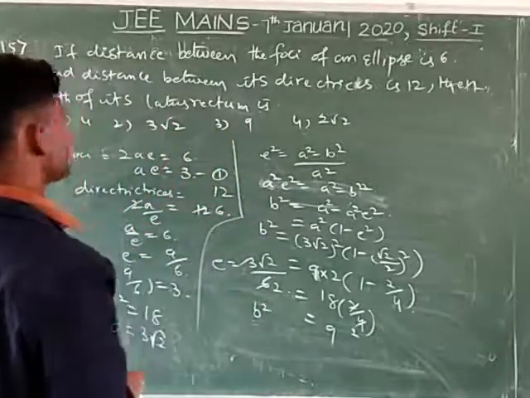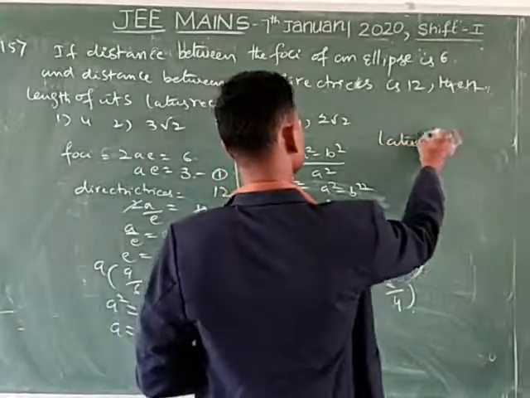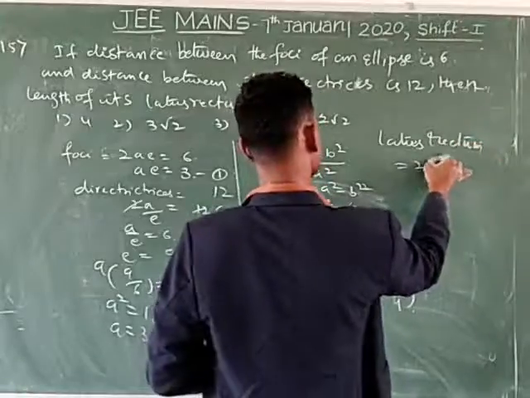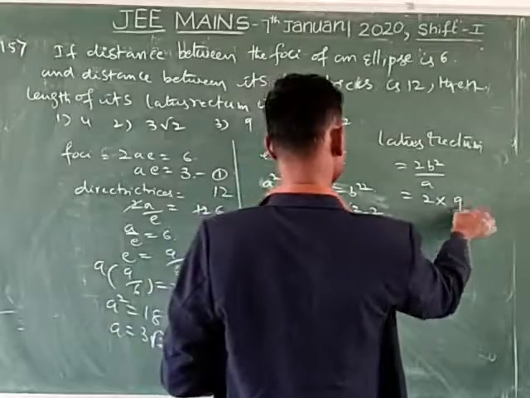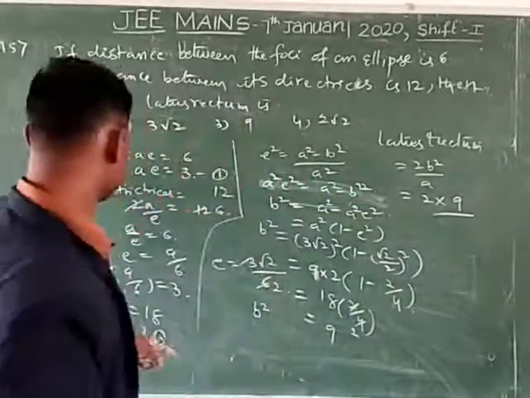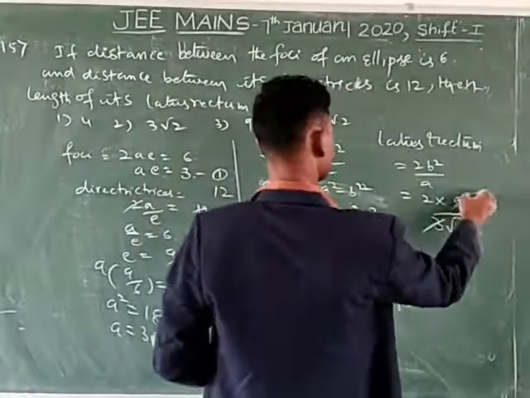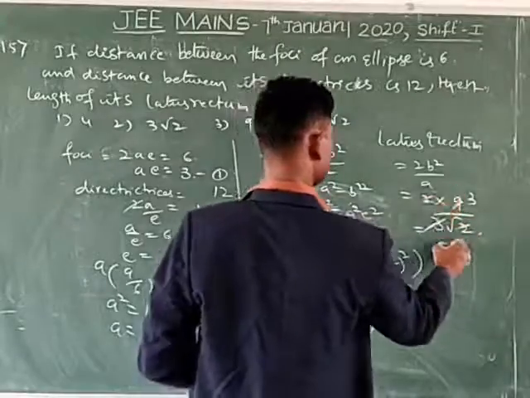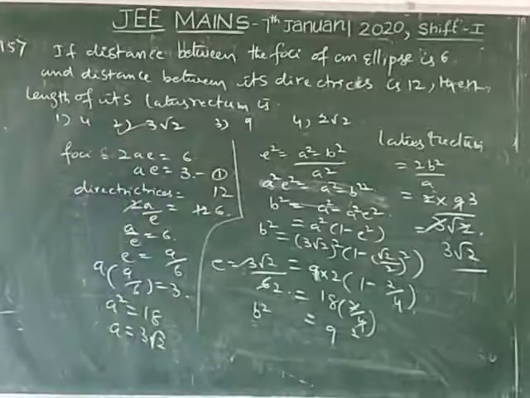Then we have to find the latus rectum. Latus rectum is equal to 2B square by A, that is 2 into 9 by 3 root 2. Three 3s are 9, root 2 times root 2, then 3 root 2. This is the second option.